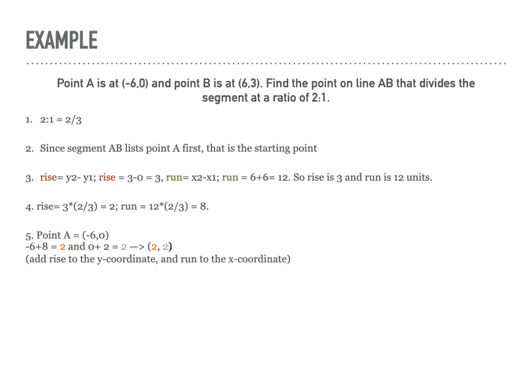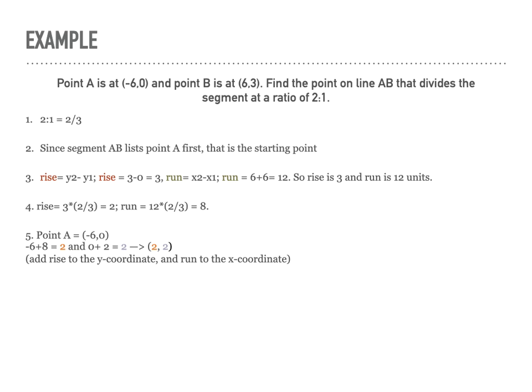Now we find the rise and run. So the rise is y2 minus y1, which is 3, and the run is x2 minus x1, which is 12. Now we multiply the rise and the run by the fraction. So for the rise, 3 times 2 over 3 is 2, and for the run, 12 times 2 over 3 equals 8. So for step 5, let's go back to point A's coordinates, which is -6, 0.